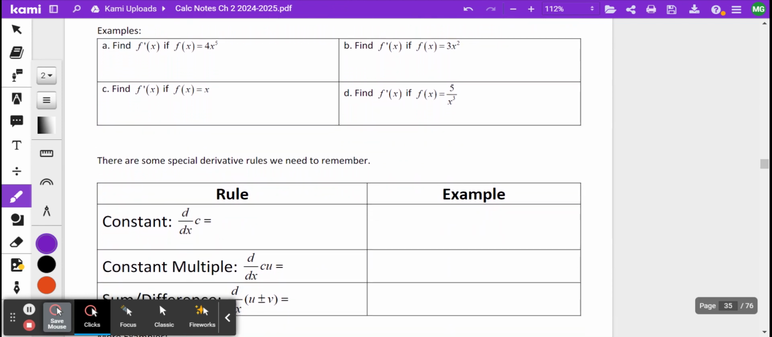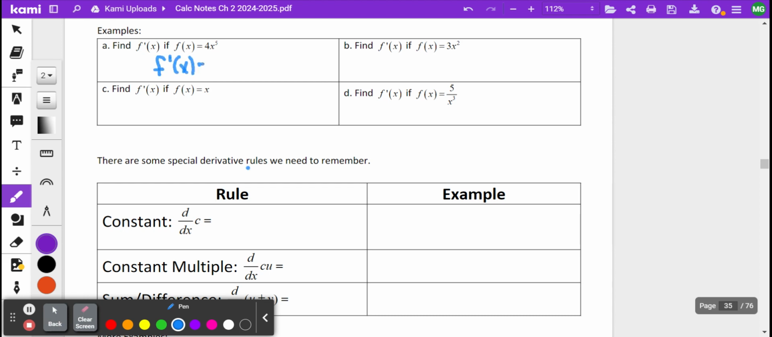So here we go. To take the derivative of 4x to the fifth, first of all, we'll write the derivative f prime of x equals, we say 5 times 4 is 20 times x to the 5 minus 1 is 4. And that is the derivative. Okay, let's do another one.